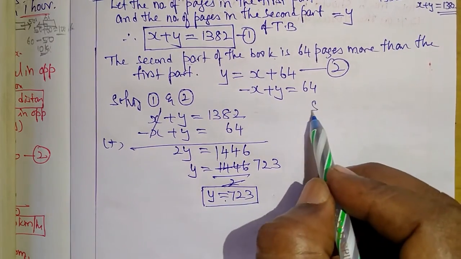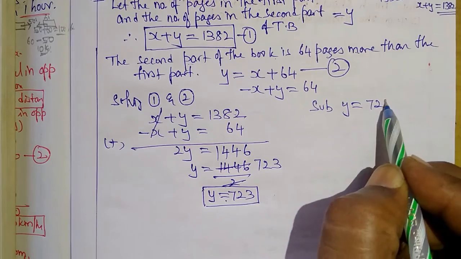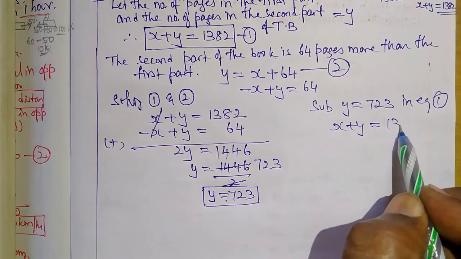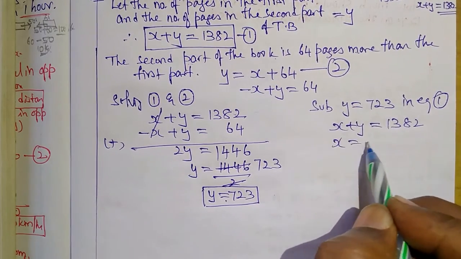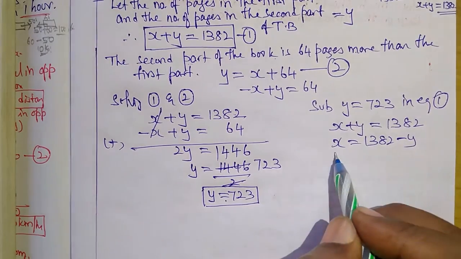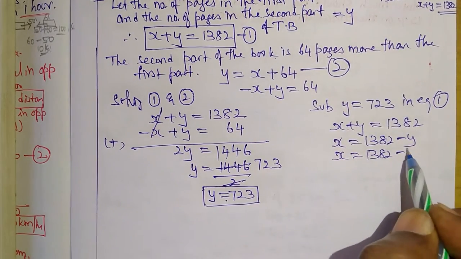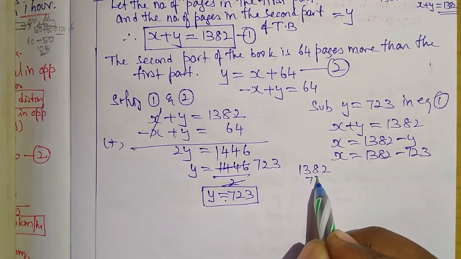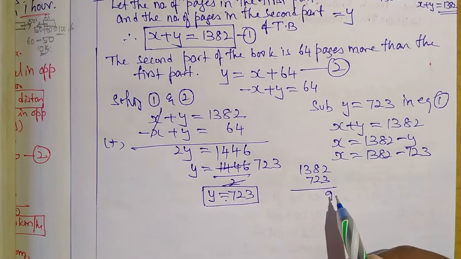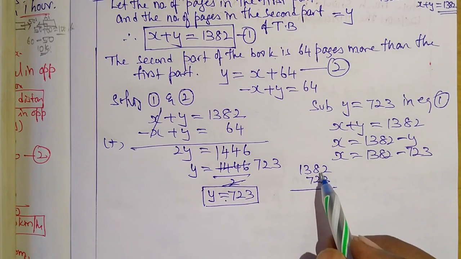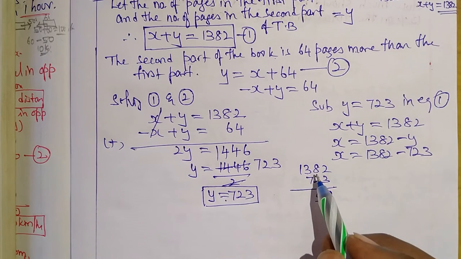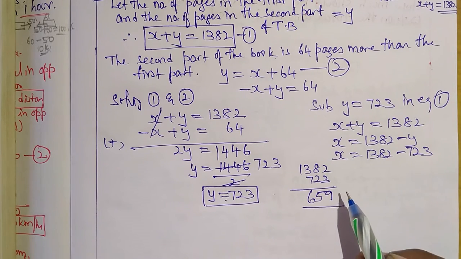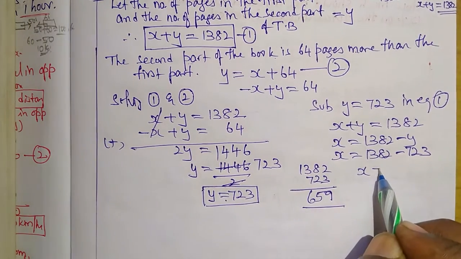Knowing the value of y, substitute y is equals to 723 in equation 1. What is equation 1? X plus y is equal to 1382. So x is equal to 1382 minus y. So x is equal to 1382 minus 723. So 12 minus 3 is 9. Here 7 minus 2 is 5. Again here 13 minus 7 is 6. So it is 659. Therefore the value of x is 659.